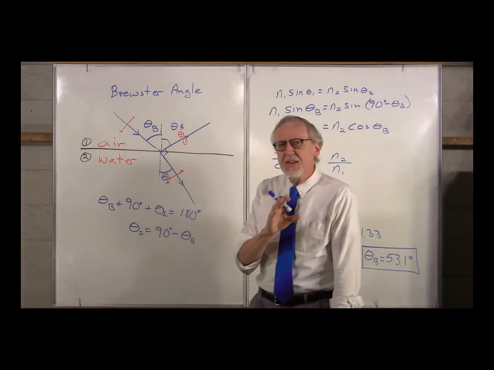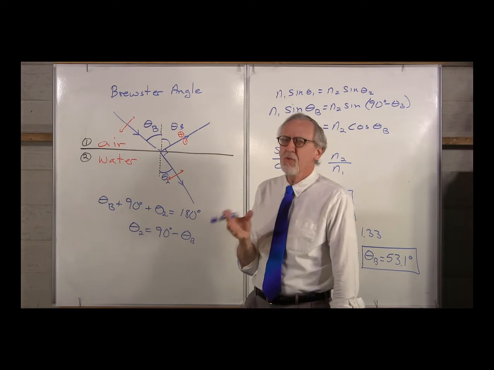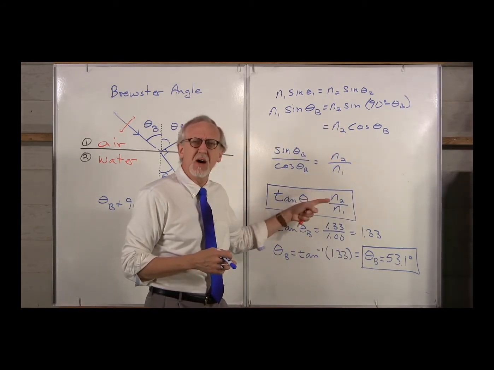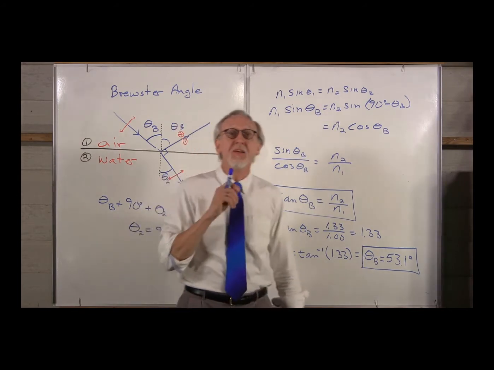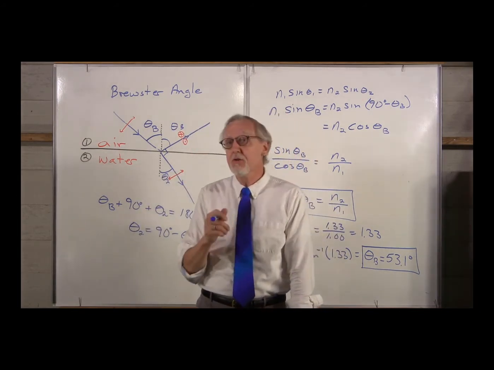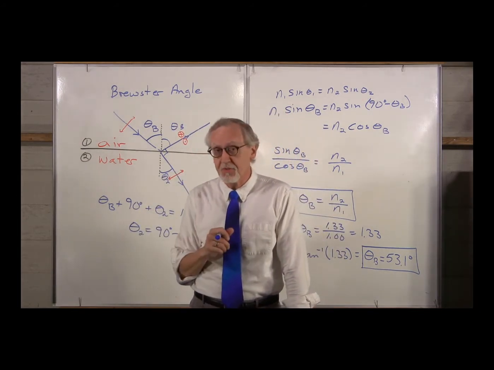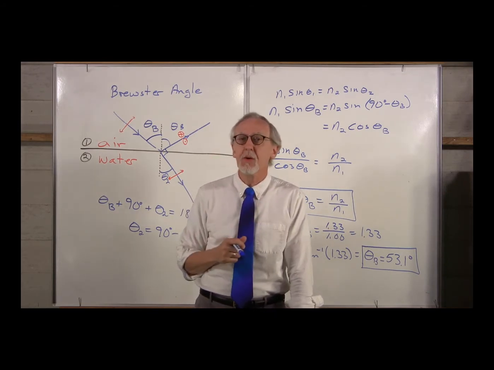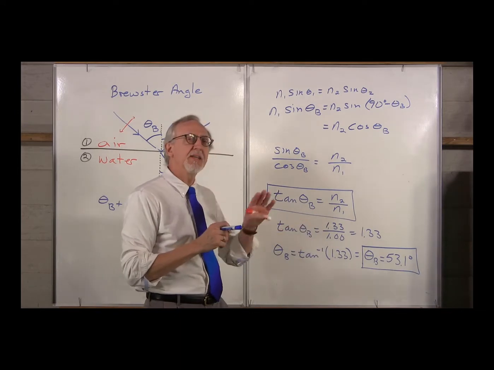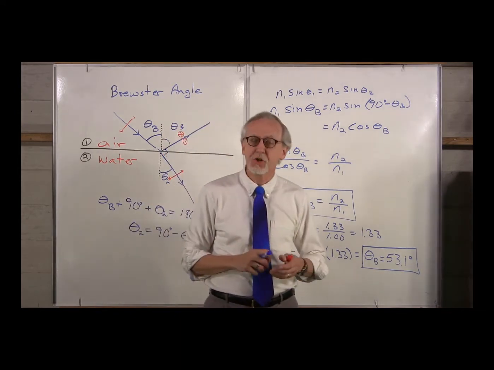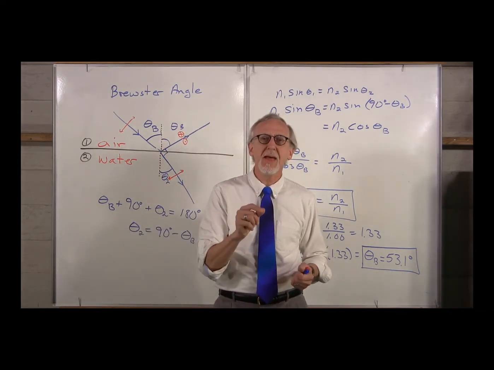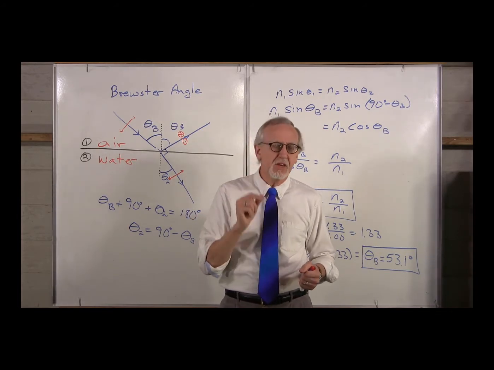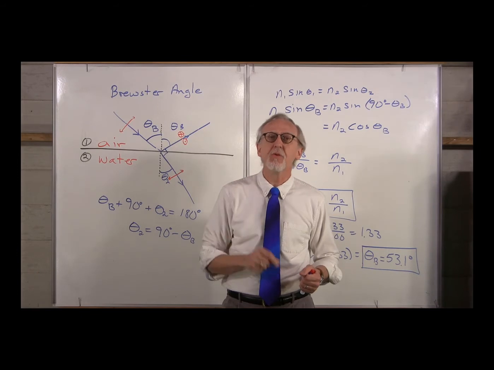Very good. Now, one thing to keep in mind: how do we remember which one is n1, which one is n2, which goes on the top, which goes on the bottom? Well, if you can remember the rule that we used for total internal reflection for the critical angle, it's the same rule that we can use for this one. Remember, what I said for the critical angle was that the ray starts out in the index that goes in the denominator.